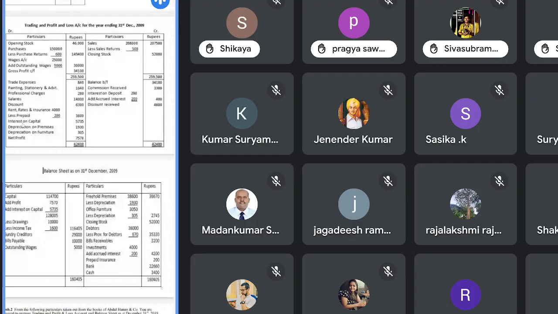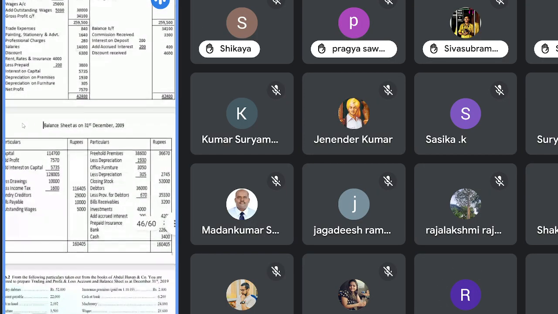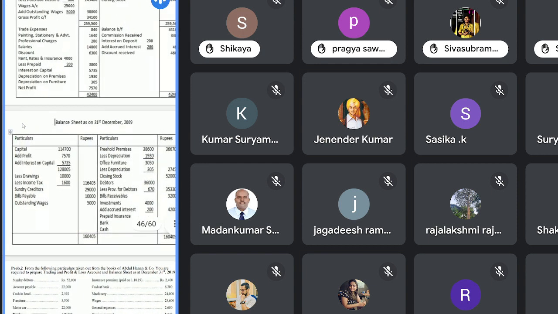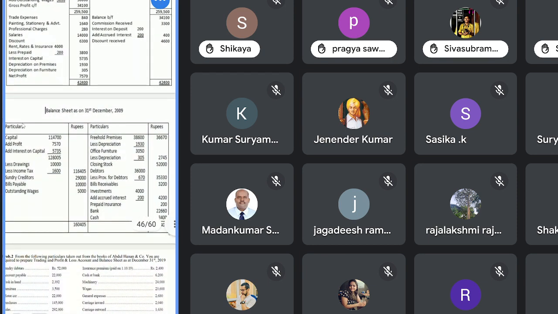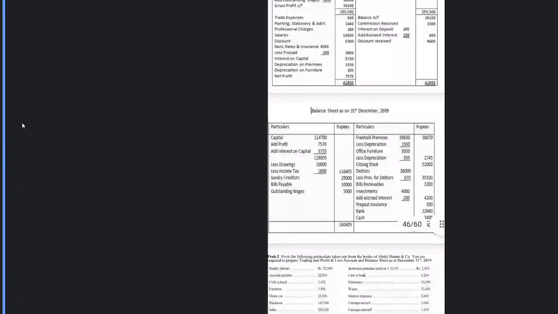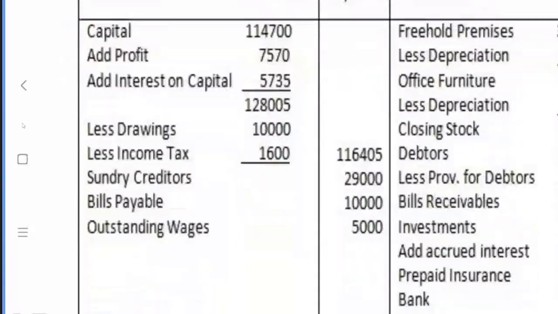Your bank balance, and bank balances you have to write. Now you have to make the total of liabilities and assets of your balance sheet. It should tally. You have to get the same amount. Otherwise, it will be wrong. Okay. Do you understand this?